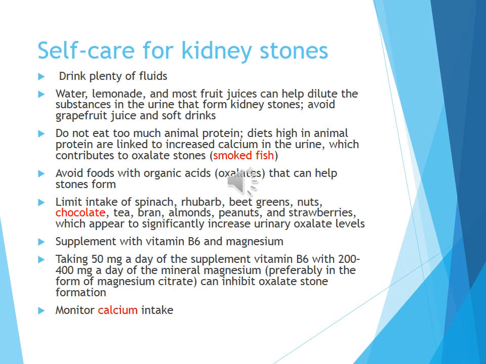Avoid organic acids, oxalates that help stones form. You want to limit intake of spinach, rhubarb, beet greens, nuts, chocolate, tea, bran, almonds, because these also increase urinary oxalate levels. You want to supplement with vitamin B6 and magnesium, and you preferably should take magnesium citrate. These actually inhibit oxalate stone formation, and then monitor your calcium intake.